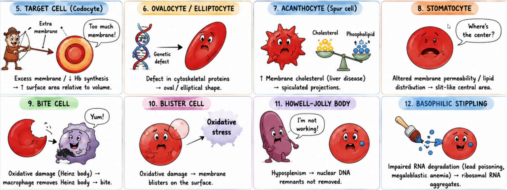The last one will be your stomatocytes, where you get a problem with the membrane permeability. Because of the lipid distribution changes, there is a membrane permeability change, and that results in a morphology with slit-like areas, like a mouth-like area in the RBC. We will see more detail of this, because this is just a brief about the pathogenesis. We will see them individually with animated videos so that you understand them better.